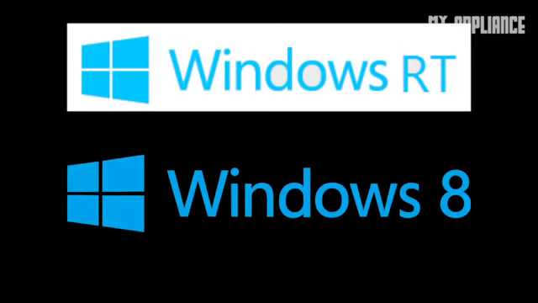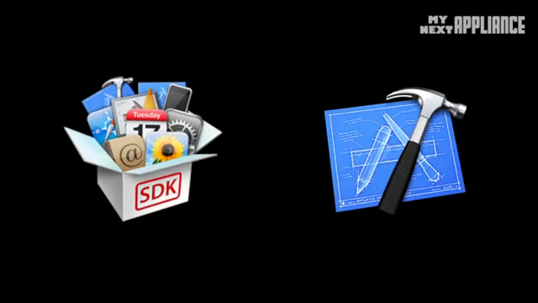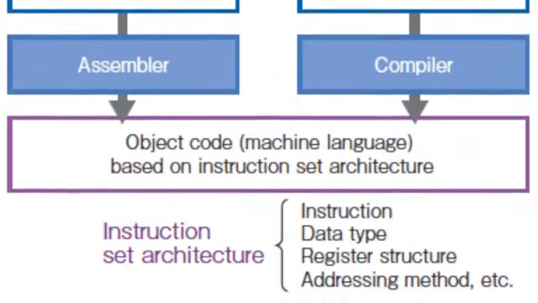What's the difference between the Microsoft Surface RT and the Surface Pro? What do all these things have in common? Why does Apple have one set of apps for mobile devices and different apps for Macs? This video will try to break it down by looking at something called processor instruction set architectures.